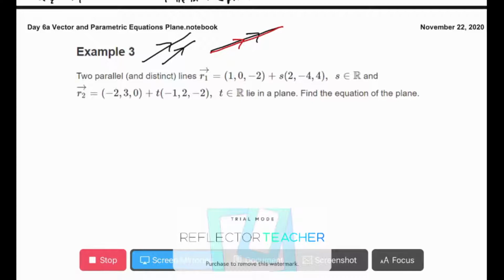So what do we need in order to find the equation of a plane? Well, we've discussed previously that we're going to need a point, and we're going to need 2 direction vectors or basis vectors. But remember, they must not be collinear.